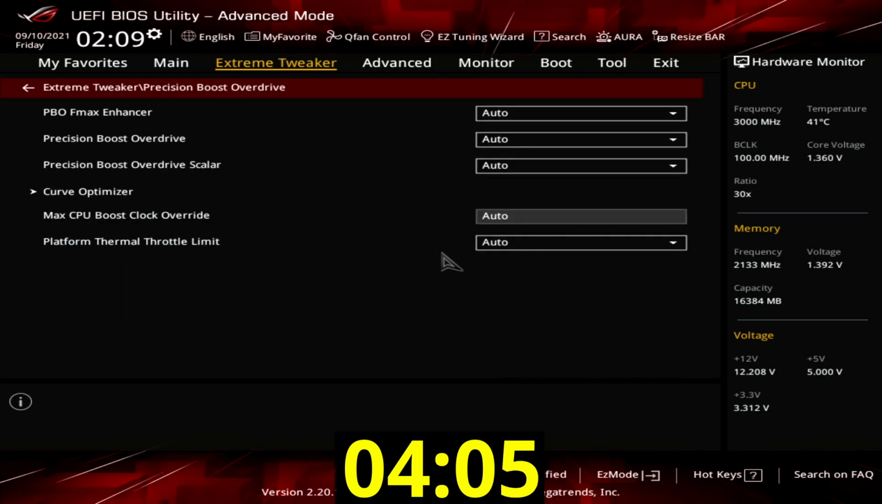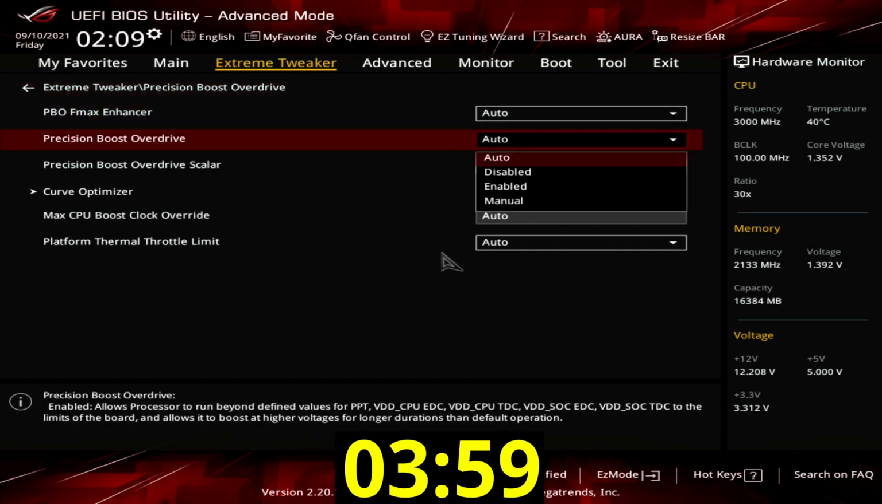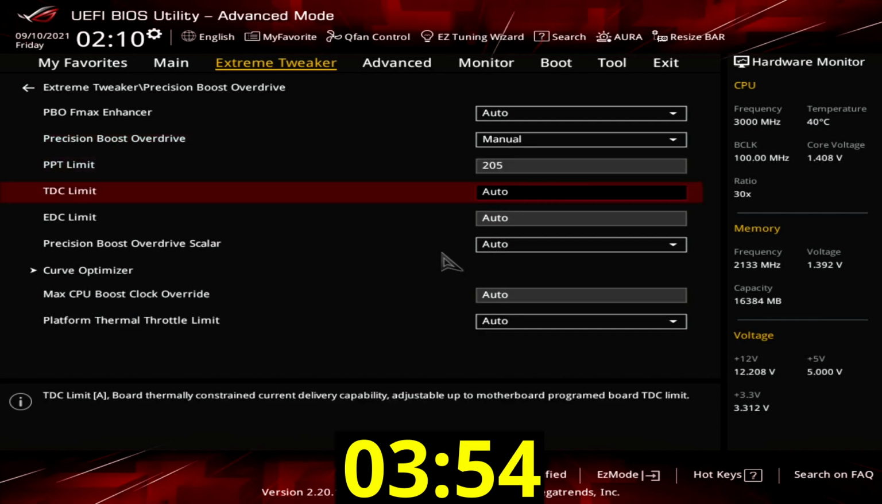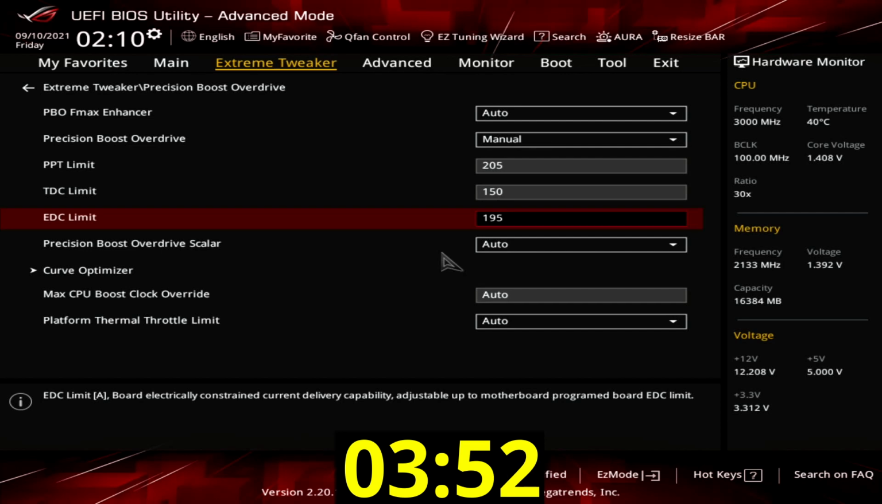Enter the Precision Boost Overdrive submenu. Here's where we'll do most of the grunt work by tuning Precision Boost Overdrive. Set Precision Boost Overdrive to manual. Set PPT limit to 205, TDC limit to 150, and EDC limit to 195. This increases the power, thermal, and current headroom of our motherboard VRM.